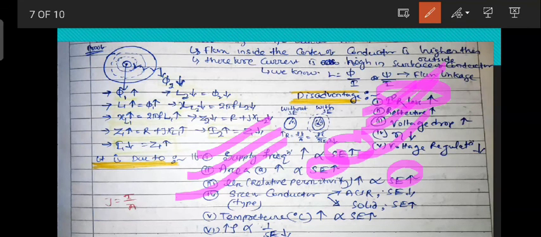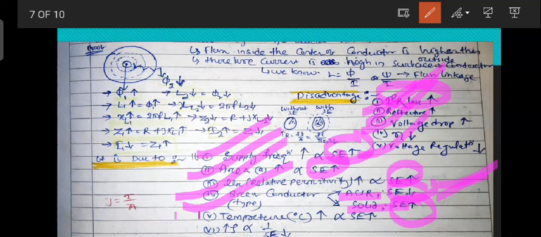And if we increase the area of the conductor, then in the case of ACSR, the skin effect will be decreased. In the case of a solid conductor, the skin effect will be increased. So we have already used this ACSR conductor for the purposes of transmission lines.